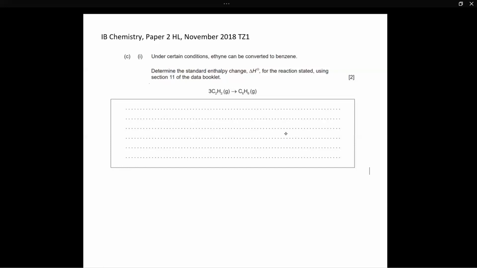And how are we going to do that? The very first thing that I want you to do is draw out the structure of the molecules that are involved in the reaction. So we have the first molecule, which is ethine. What is ethine's molecular structure? It looks something like this. You have a triple bond between the two carbons, and then each carbon is attached to one hydrogen. So that's C2H2. And then this is converted into benzene.